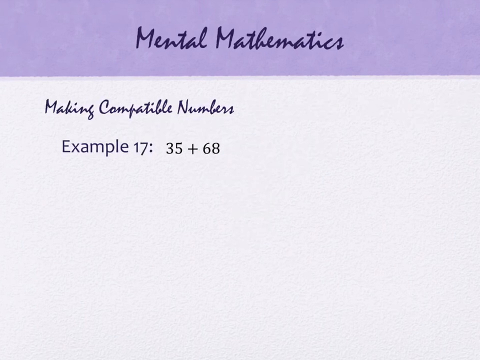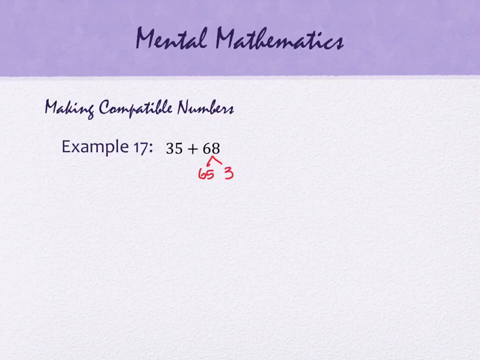And then again, kind of like the making 10 strategy, this one is going to be making compatible numbers. So we're not using them because they aren't compatible. There's only 2 numbers here anyway. But we're going to make them compatible by taking one of them and breaking it into something that actually matches up nicer. For example, 68 would be much nicer if it were 65 and 3.